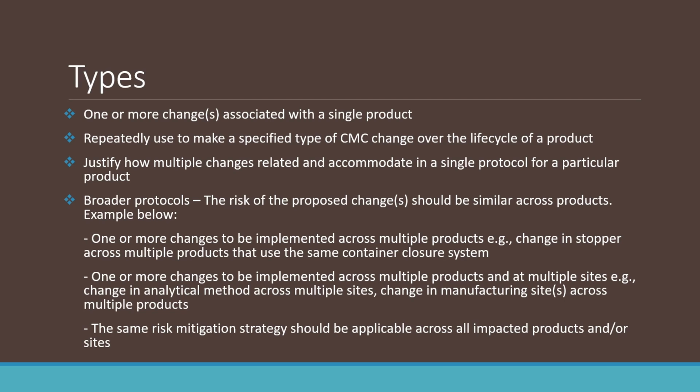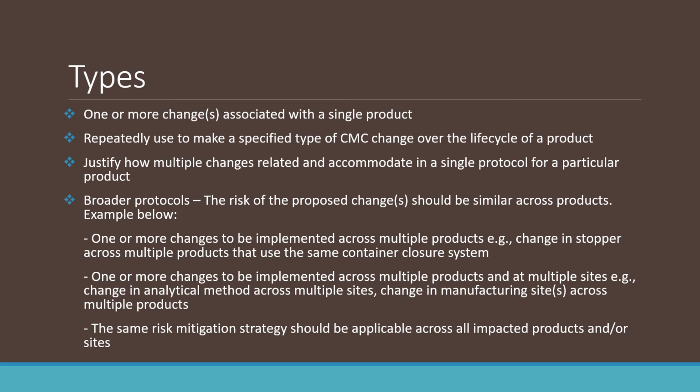Protocol types. One or more changes associated with a single product. Repeatedly used to make a specified type of CMC change over the life cycle of a product. Justify how multiple changes are related and accommodated in a single protocol for a particular product. The broader protocols: the risk of the proposed change should be similar across the product.